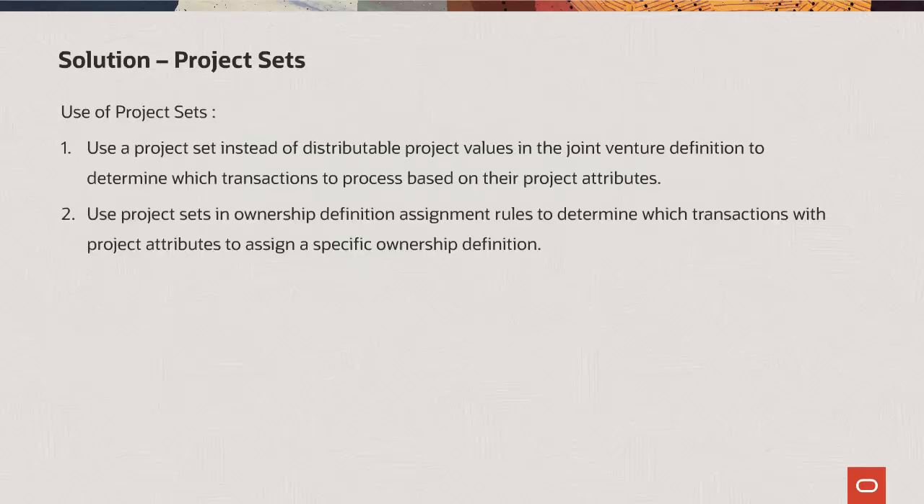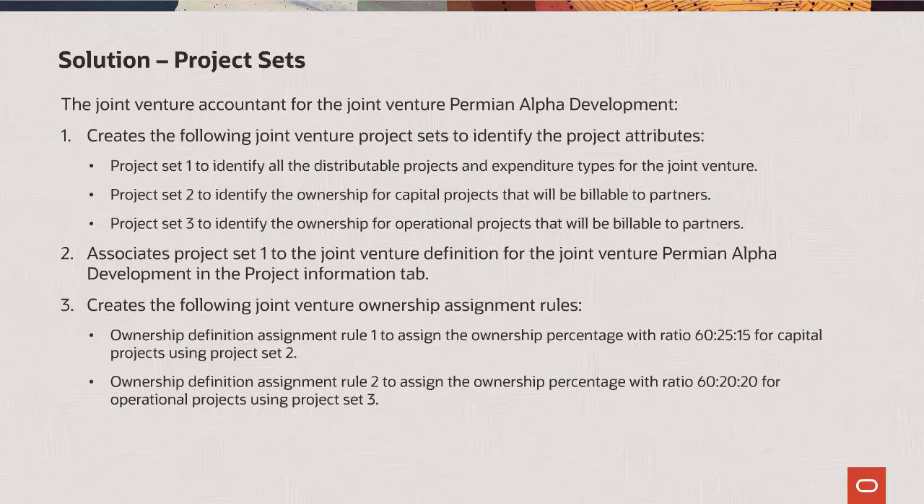Let's see how it's possible to use project sets at HEPP Petroleum. There are 2 places where you can use joint venture project sets. First, use a project set instead of distributable project values in the joint venture definition to determine which transactions to process based on their project attributes. Second, use project sets in ownership definition assignment rules to determine which transactions with project attributes to assign a specific ownership definition. Let's see how it's possible to use project sets to identify transactions for processing and to assign ownership definitions based on project attributes easily.